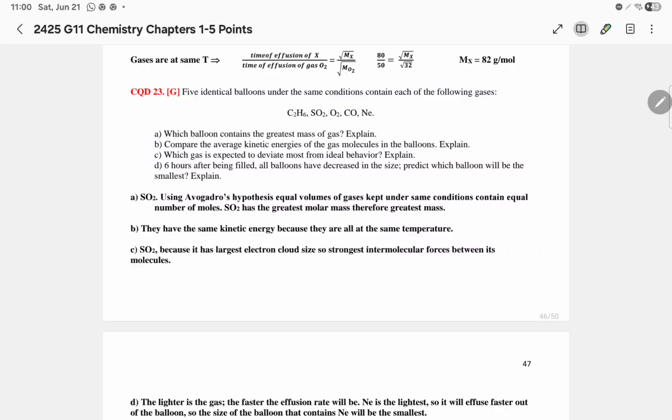Okay, so we have a question that says 5 identical balloons under the same condition contain each of the following gases: C2H6, SO2, O2, CO, and Ne. Which balloon contains the greatest mass of gas? So what we know is that this entire explanation about it having the same number of moles is useless, because they're saying mass, they're not saying number of particles. They all have the same number of particles, yet they don't have the same mass. So personally, this entire thing is actually useless, I'd say. SO2 has the greatest molar mass, so it has the greatest mass.